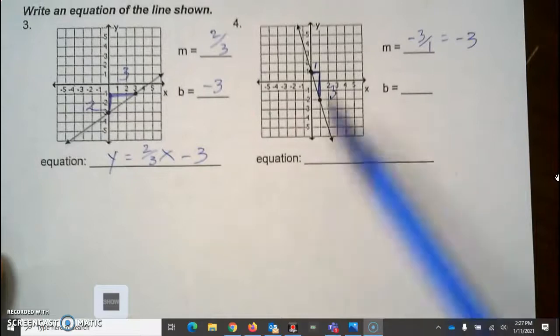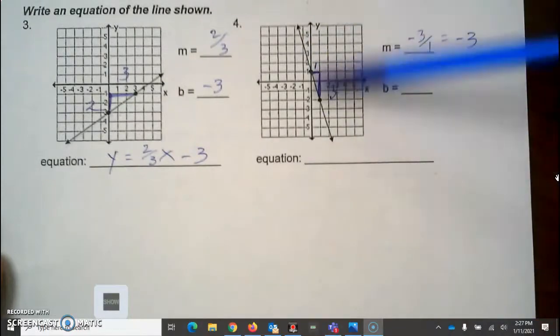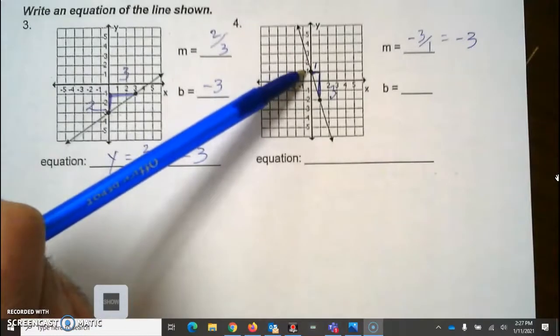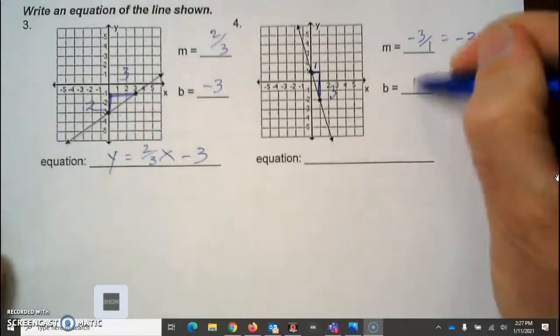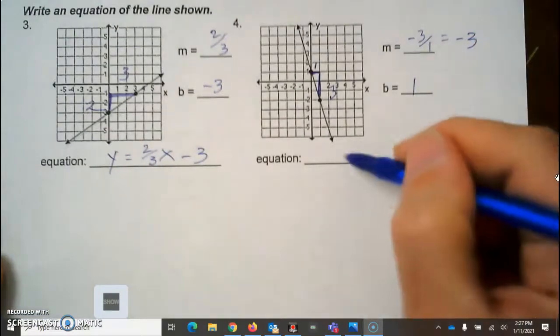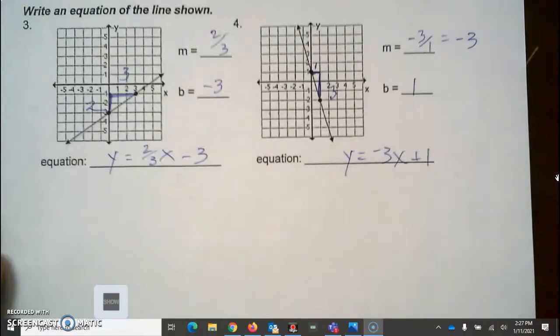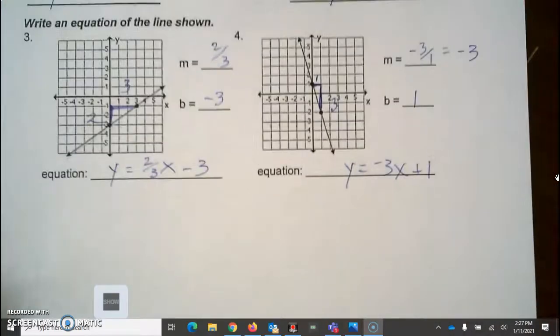And the y-intercept, where does our line cross the y-axis? Crosses it right there. And look at that number on the y-axis. It's +1. Just found it. Finishing touches. y = -3x plus 1.